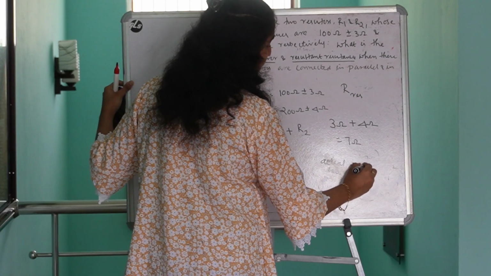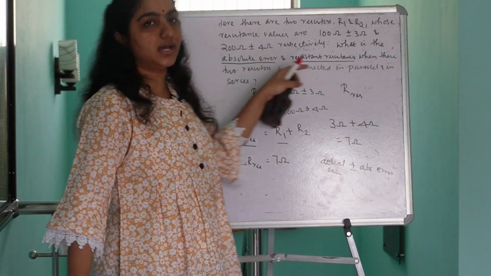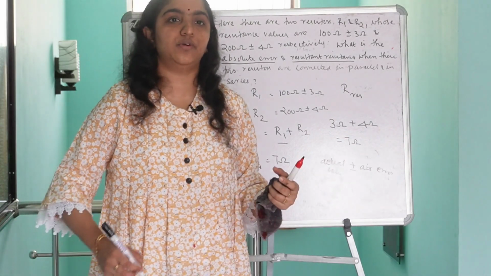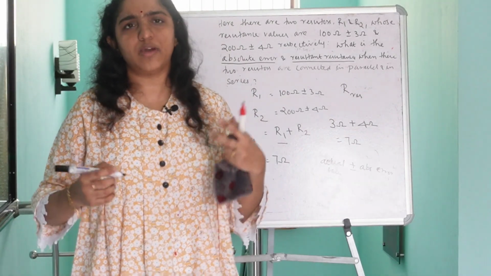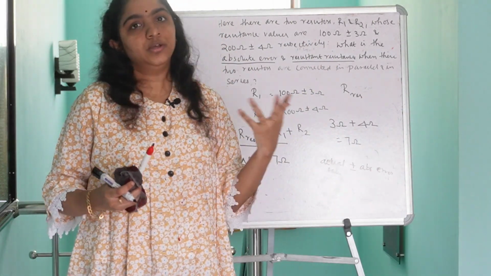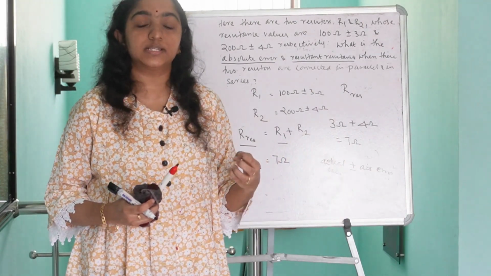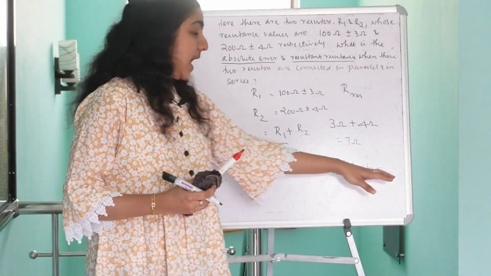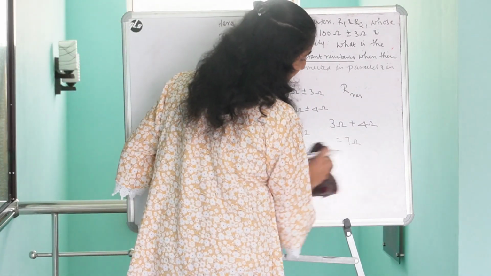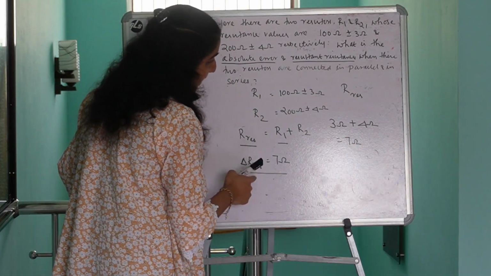And the second part is absolute error of the resultant. Is it clear? When you are asked to find the value of resultant, or the measurement of the resultant, it consists of two components. The first one is the actual value of the resultant, and the next one is absolute error. So here we have already found out the absolute error in the resultant.